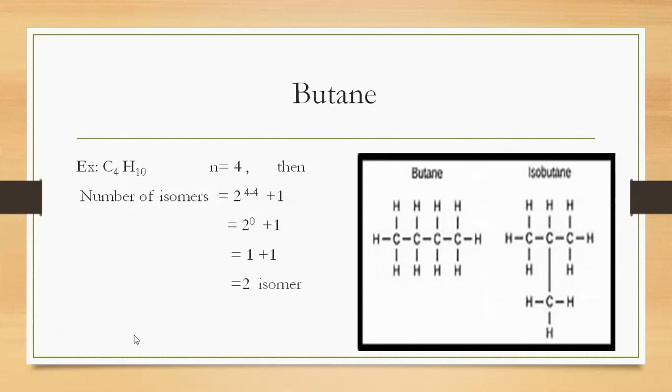Is it easy or not to know the isomers now? Otherwise, what should I have done? I should have written these structures, then I should have counted, which would have taken more time. When I have this formula, I can directly get the number of isomers quickly. Only thing is I should know the formula.